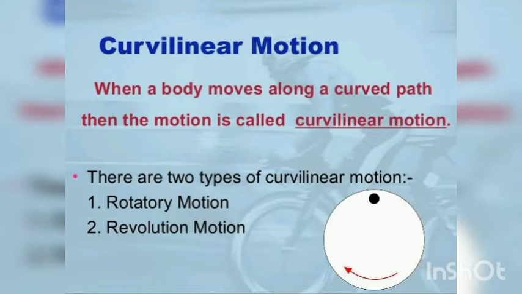Curvilinear motion. When a body moves along a curved path, then the motion is called curvilinear motion. So children, if you see this curvilinear motion, in this circle there is a black ball, if you assume like that. So wherever the point you mark it, definitely the ball is moving in a curved path. There is no straight path at all. So all the body parts which are present in that object are moving along a curved path. So definitely the body is showing the curvilinear motion.